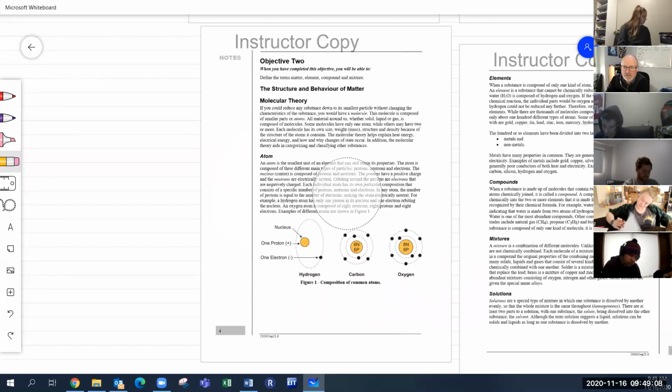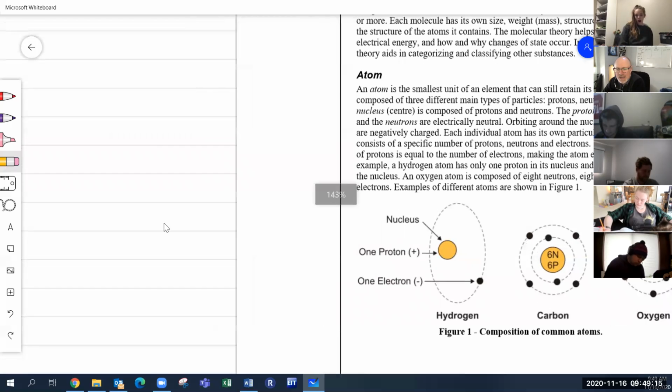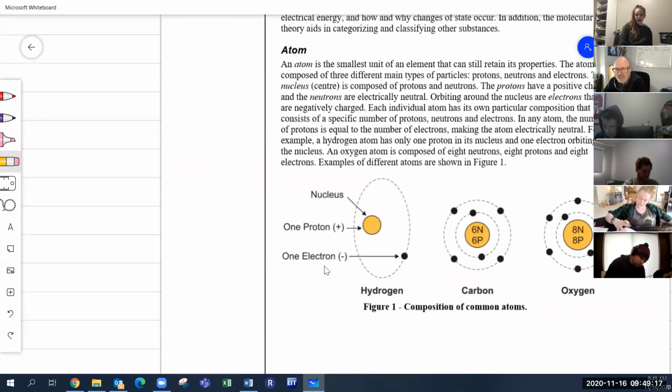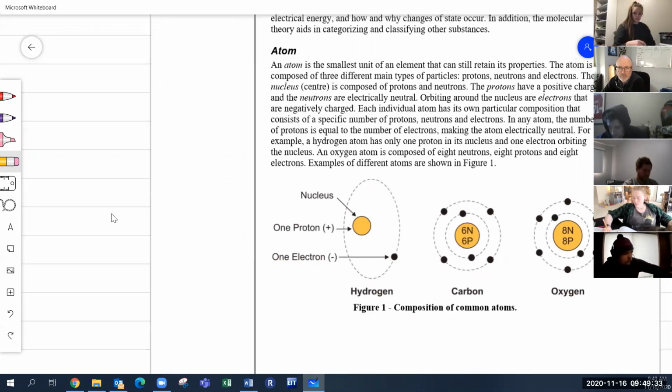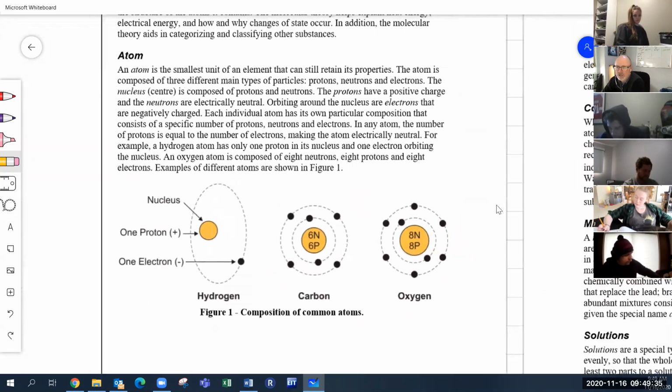So anyhow, let me erase that. So as you can see, electrons are negative and protons are positive. That's kind of important as we move along. Remember that protons are positive and electrons are negative. All right, you got that? Beautiful.